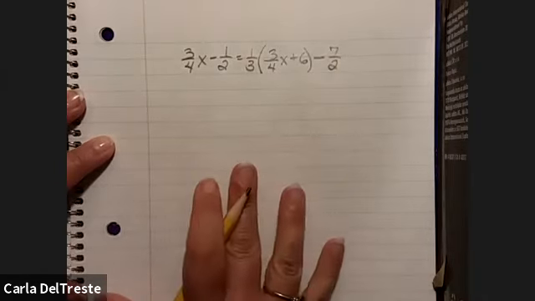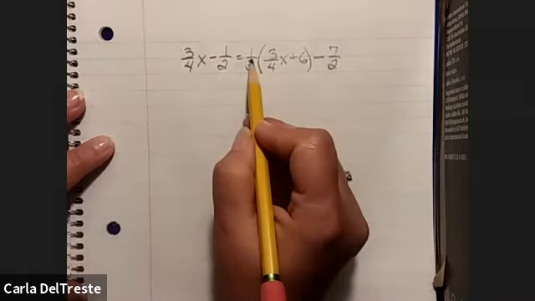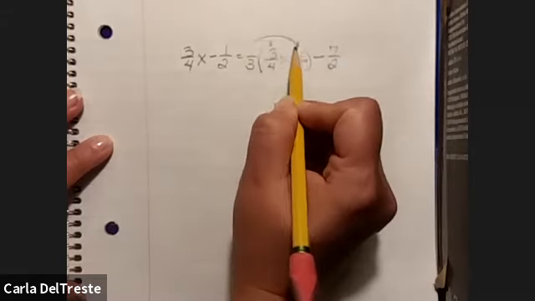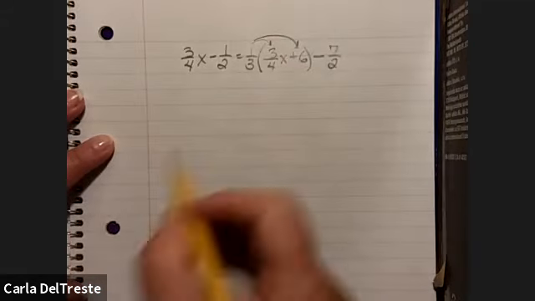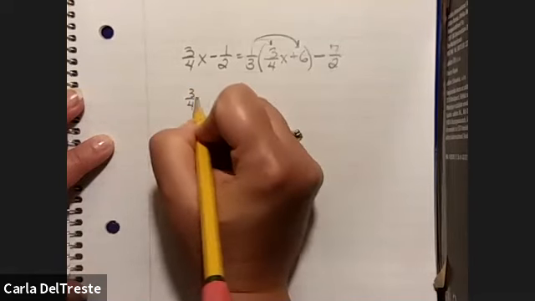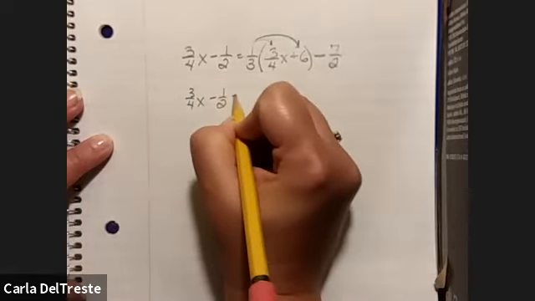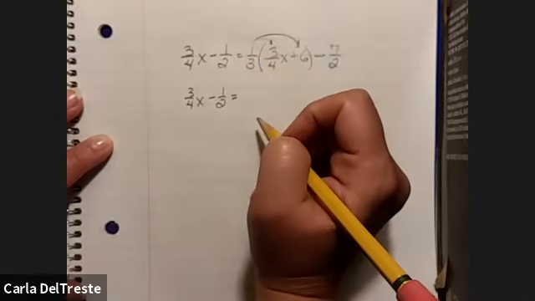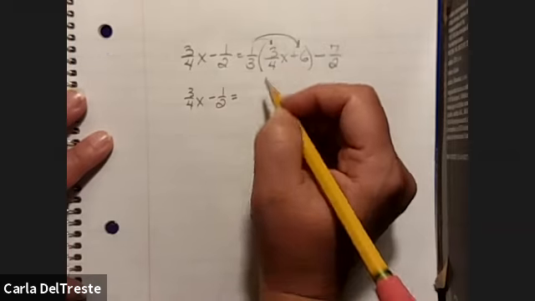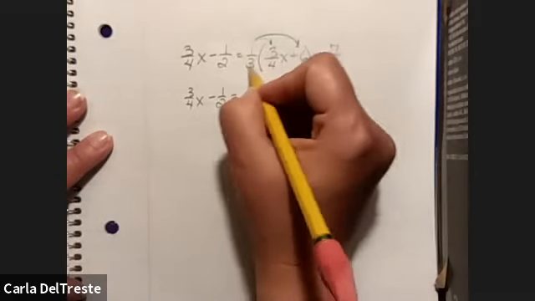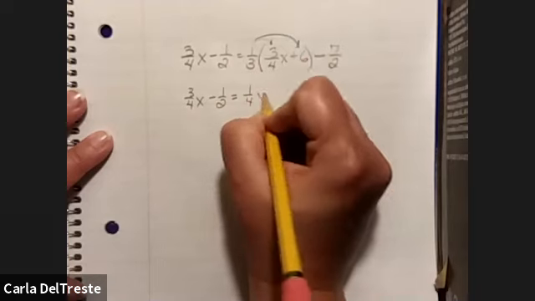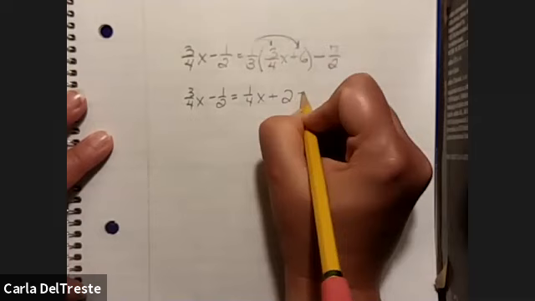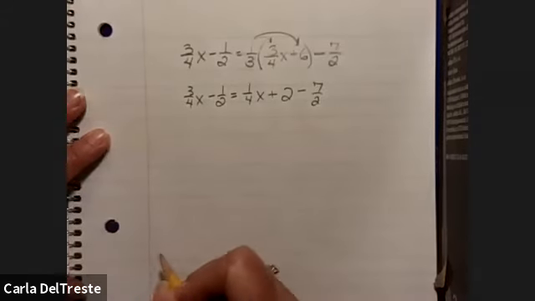I do not want to clear the fractions yet because I've got this multiplication to deal with. So first things first, I'm going to get rid of any parentheses. That's going to leave me with 3/4 x minus 1/2 equals, now I can cross cancel here, or I can just multiply straight across. That's up to you. This is going to equal, if I cancel, 1/4 x plus 2 minus 7/2.